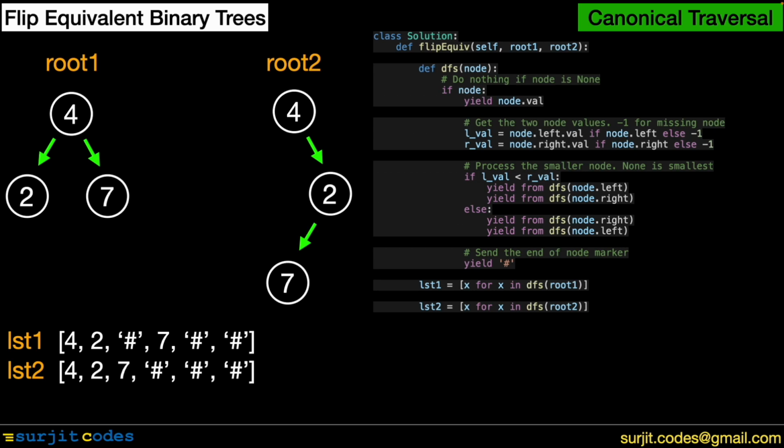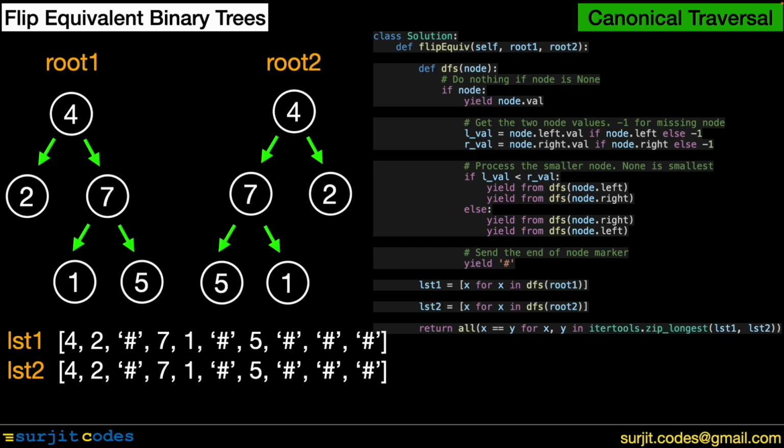Now, let's talk about the importance of hash. We can see the lists for these two trees. Without hash, both the lists will be the same and the conclusions will be erroneous.